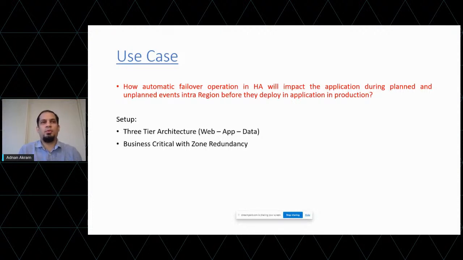For this demo, I'm going to walk through a typical customer case where they have a 3-tier architecture application: web, app, and data. Their data serving tier is based on a business critical tier with zone redundancy, which Mo showed you. And they wanted to test the impact of these automatic failover operations on their application.